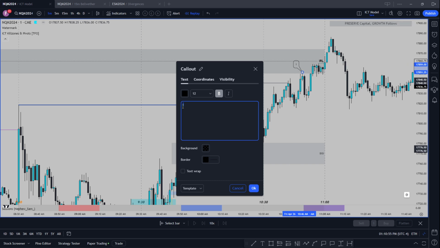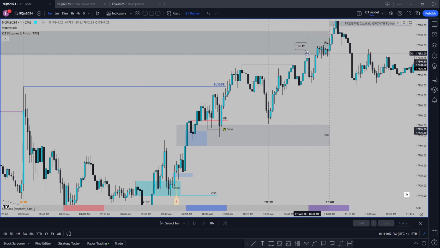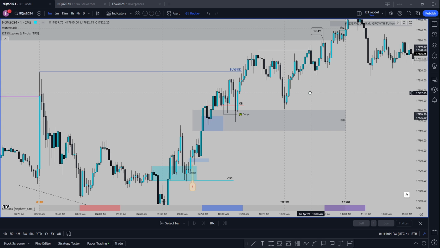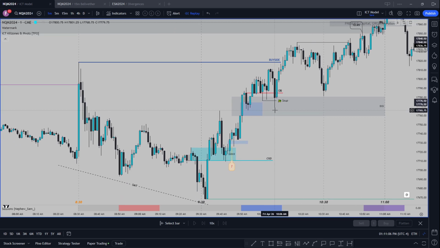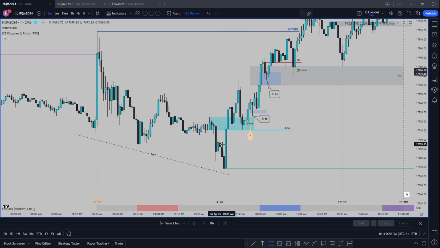Now, make sure you're marking out the times. This is extremely helpful. It kind of seems tedious, but when you look back at screenshots, knowing exactly when the times form is helpful. So stop run here, 10:06, entry given at 9:53 within the macro time. Entry here at 9:46. Entry here within the fair value gap and the breaker, so the unicorn setup long was given at 9:42.